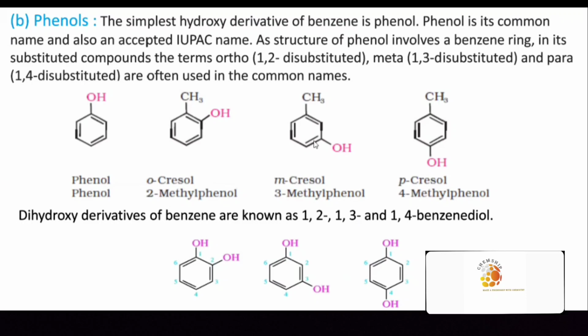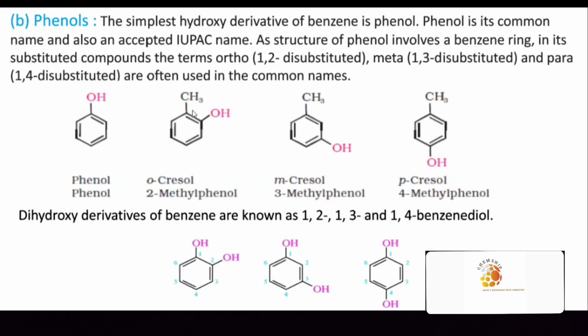Now I am substituting the hydrogen which is not adjacent, but at the second carbon from this OH group. In that case, I will call it metacresol. That means this CH3 group is at meta position to this OH group. In this case, the CH3 group is at para position, so it is paracresol. Okay, let us go and give the names to it. This is phenol, simply, the common name and IUPAC name is phenol.